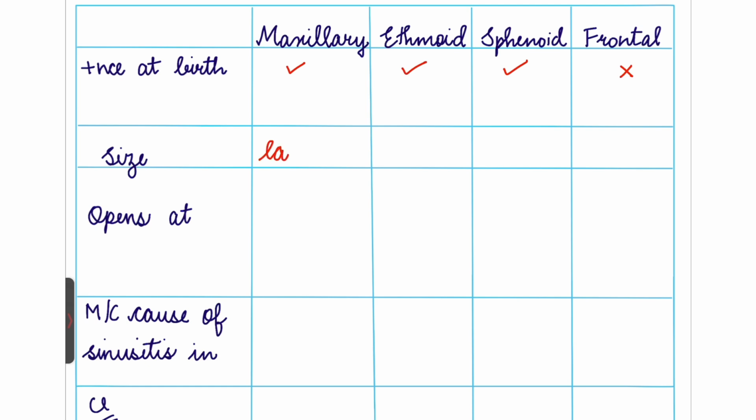The maxillary sinus is the largest paranasal sinus. The maxillary sinus opens into the infundibulum, which further opens into the middle meatus.